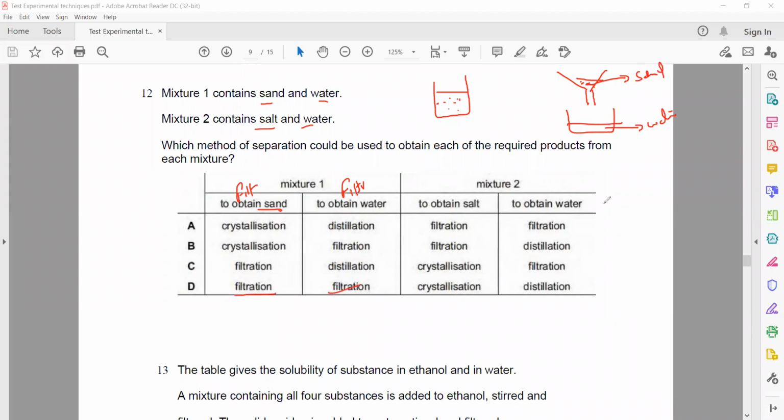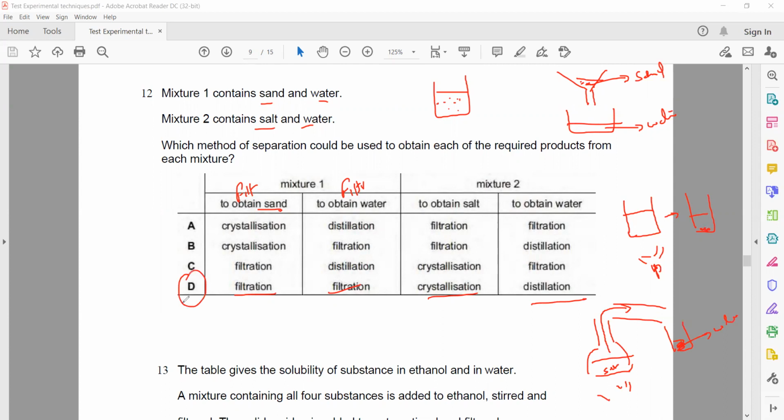If we want to obtain the salt, a soluble salt, a salt solution is there, so we can use crystallization. What is crystallization? We heat and concentrate the solution, so the amount of the liquid will reduce and the solid will appear. That is called crystallization. And if we want the water, we can use distillation. How can distillation be used? If we have a salt solution, we supply heat energy, the water will escape, and we will use a condenser here to collect the water. So this is called distillation. That's why D is the right answer for question 12.